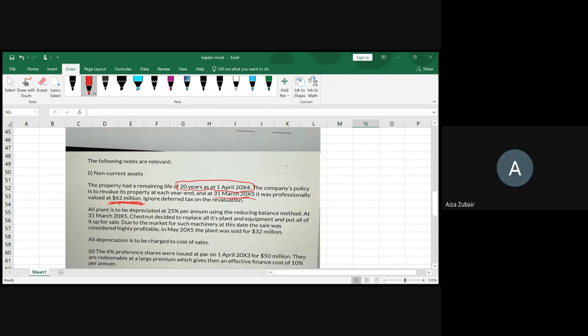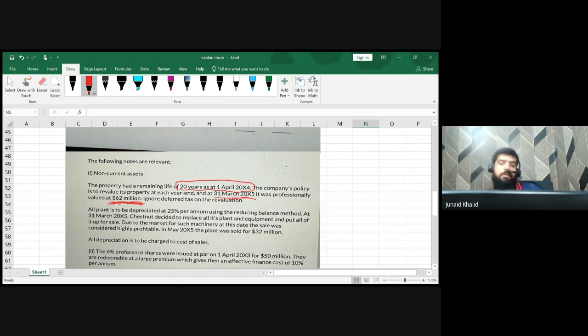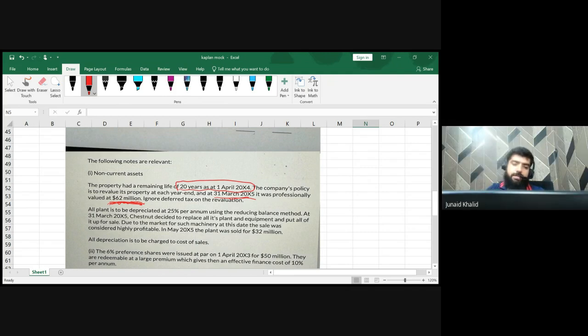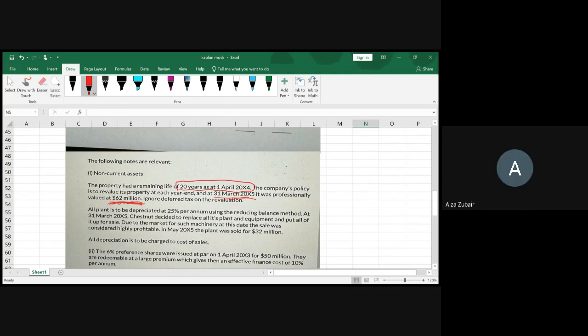Okay. All plant is to be depreciated at 25% per annum. Hold on, can you please explain that one? That all the plant is supposed to be depreciated 25% per annum every year, using the reducing balance method. Very good. Okay, next. At 31st March 2005.